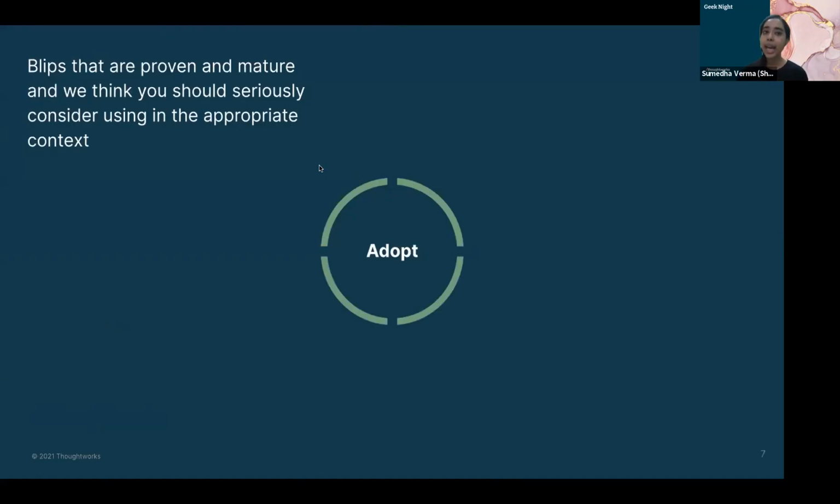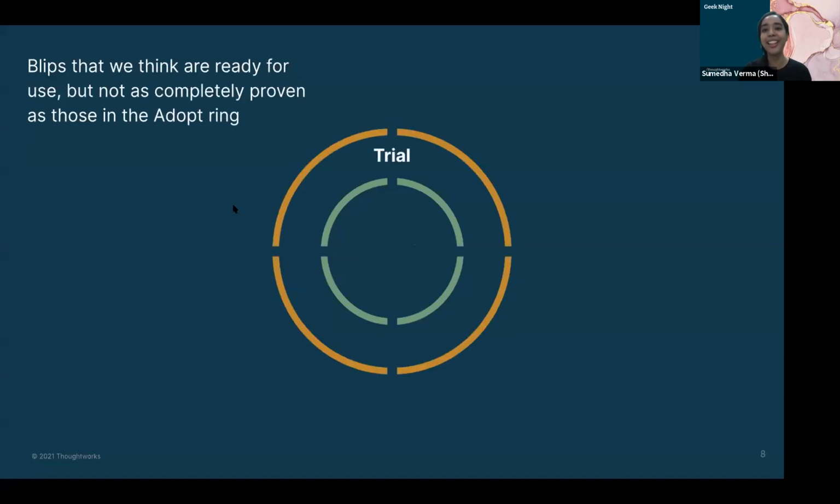The innermost ring is the adopt ring, and whichever blips or tools go here are those which are really proven out there and mature to use, and we have also used them a lot and had a great experience. That is something that we definitely recommend that you consider using in a particular context, of course. All blips are useful in a particular context itself. So those are the blips that go in the adopt ring. If we put something in adopt, we are saying that you should definitely go for it and use it in this specific context. It's like a no-brainer.